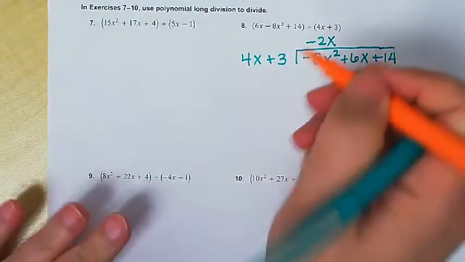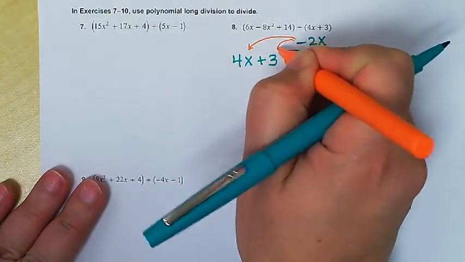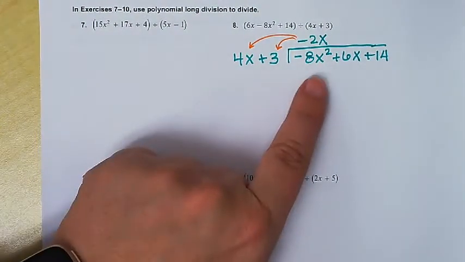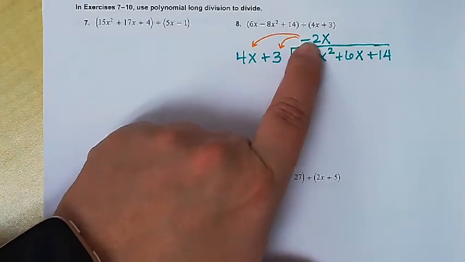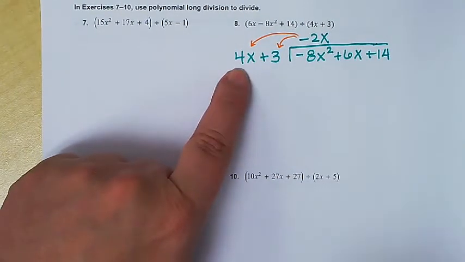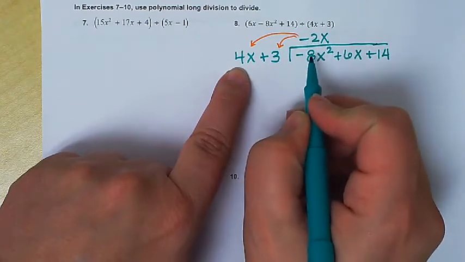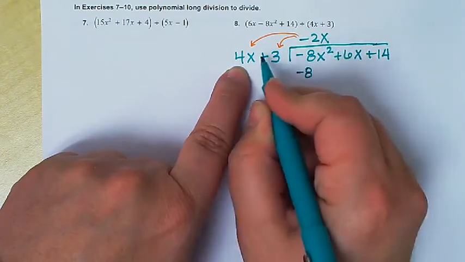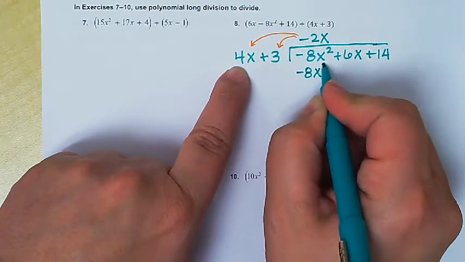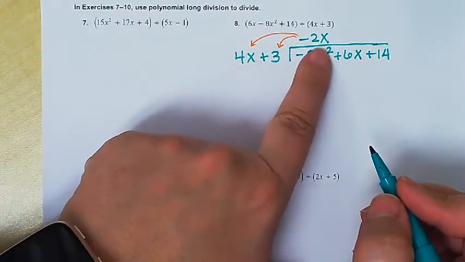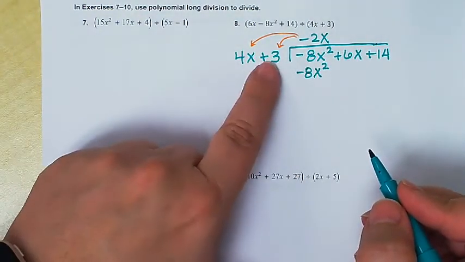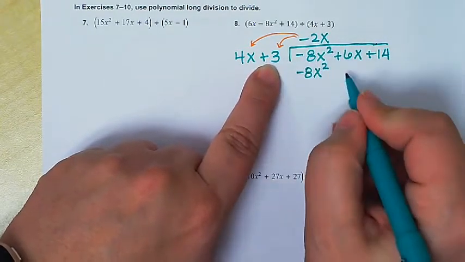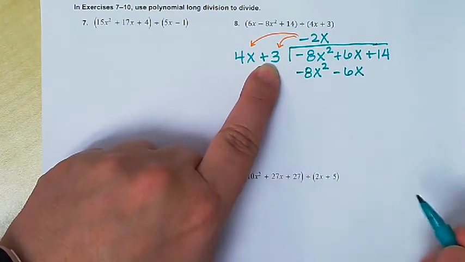Once I've decided that's what it is, I multiply it down to my divisor, making sure that I distribute it. And if I did that correctly, I should get a match here. So when I do negative 2x times 4x, I should get the same thing that I had here. So negative 2 times 4 is indeed negative 8. That looks good. And x times x is x to the second power. So that is a very good sign. That means we picked the correct term up there. But we still have to also multiply it by the 3. So negative 2x times 3 is negative 6x.